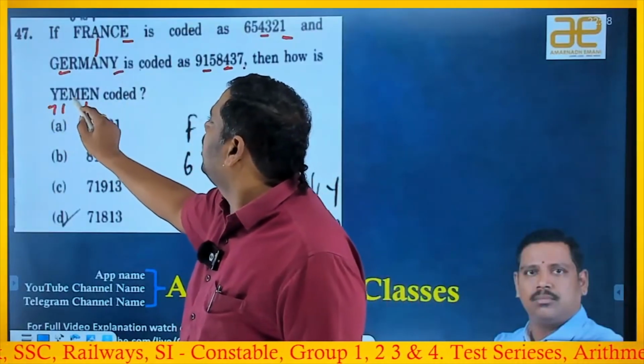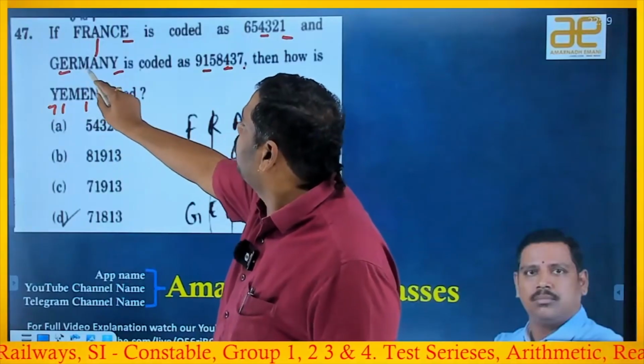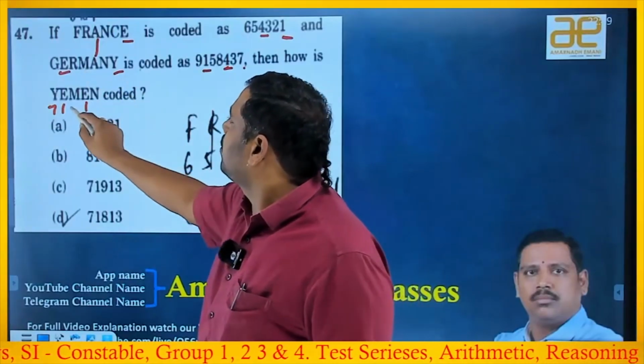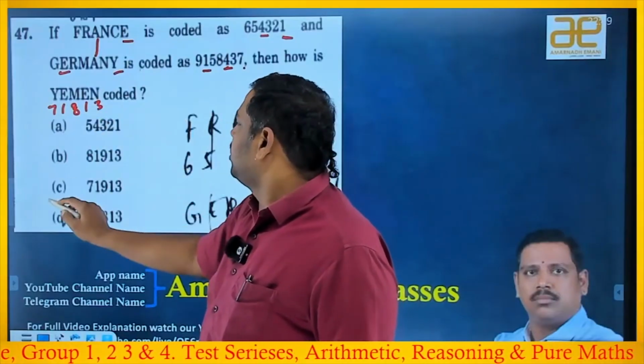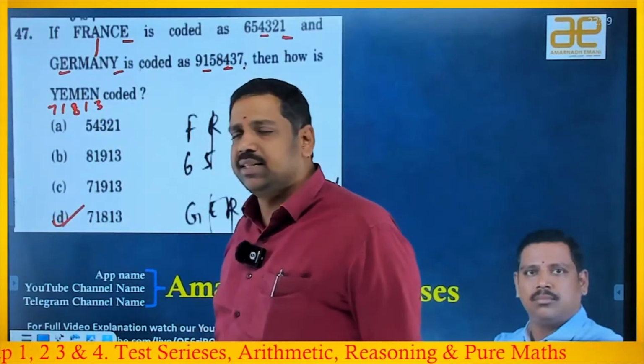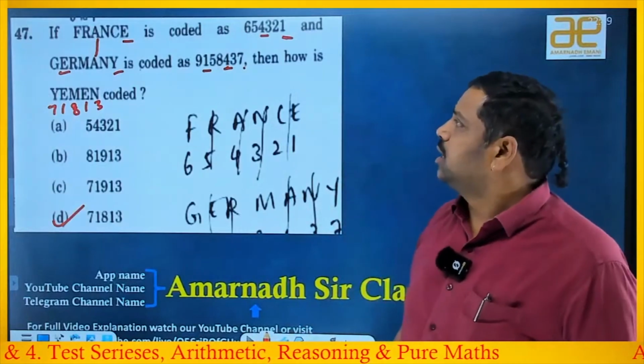E just now is 1. M means the fourth one from the left, so it is 8. N means the second one from the right, so it is 3. So it is 71813. So the answer is which option? D is the answer. Understood? Let's see the next beautiful one.